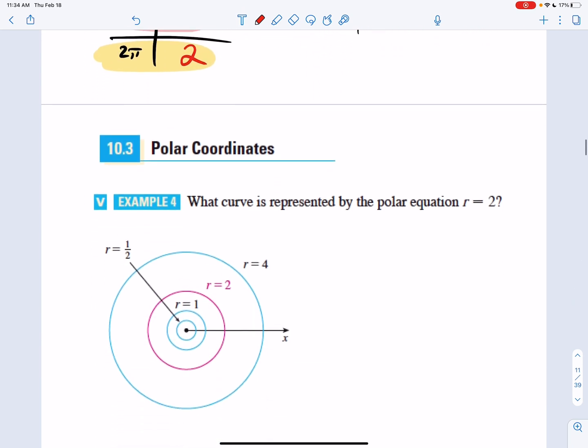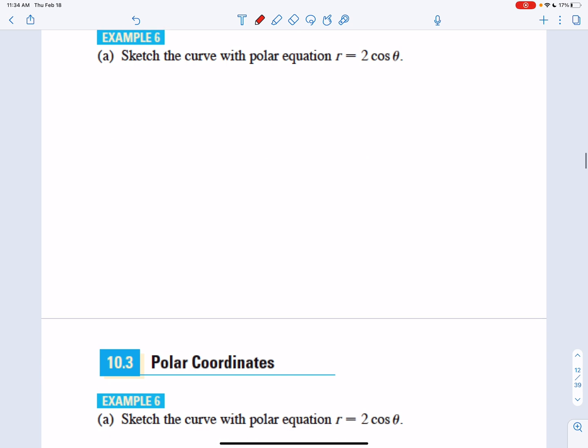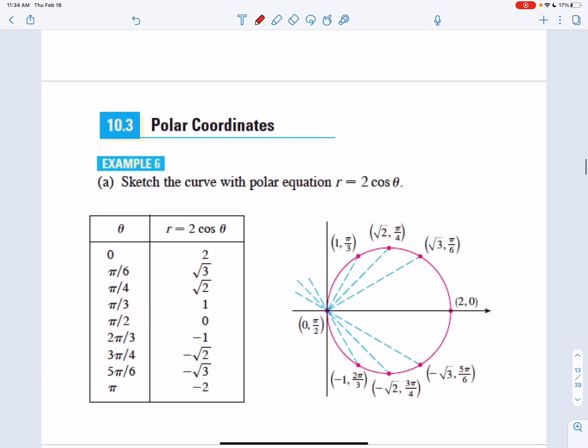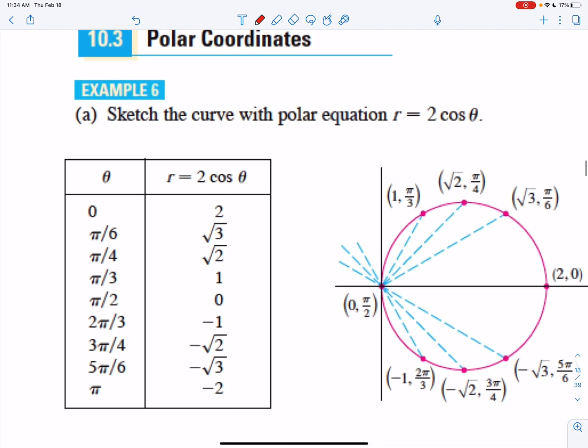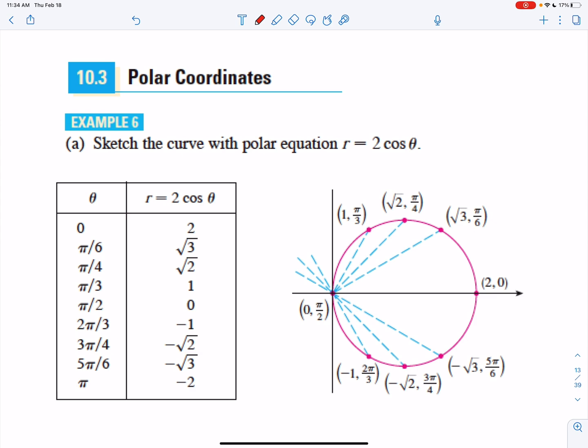And I'll show you in this one example here. Okay, so you know what? We'll just take a look at this. Okay, so if we're looking at r equals 2 cosine theta, make sure you write that down, okay? We're actually going to take a look at a lot of the angles in between 0 and pi here, okay?